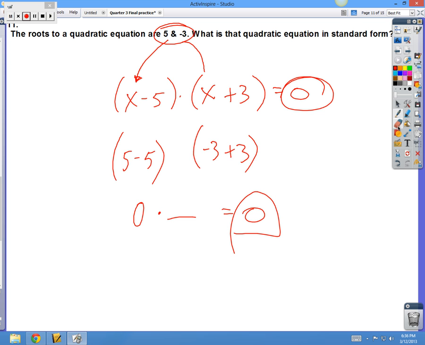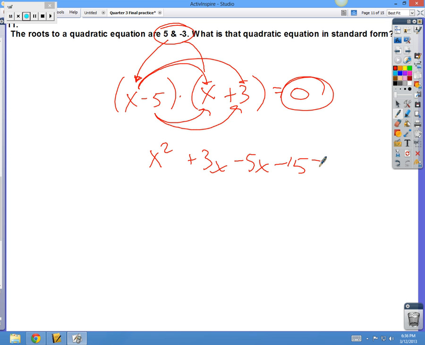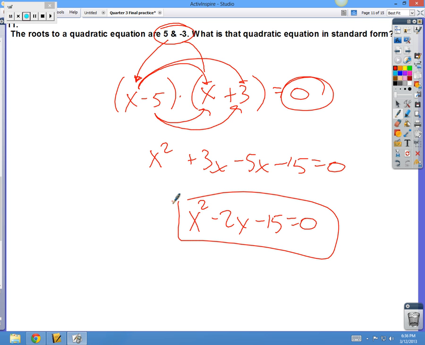The target is 0. I want to end up at 0. So if I've got these guys to work with, I'm going to work forward. I'm going to do the distributive property. X times x is x squared. X times 3 is 3x. Negative 5 times x is negative 5x. Negative 5 times 3 is negative 15 equals 0. So you've got x squared minus 2x minus 15 is 0. And that is your answer.